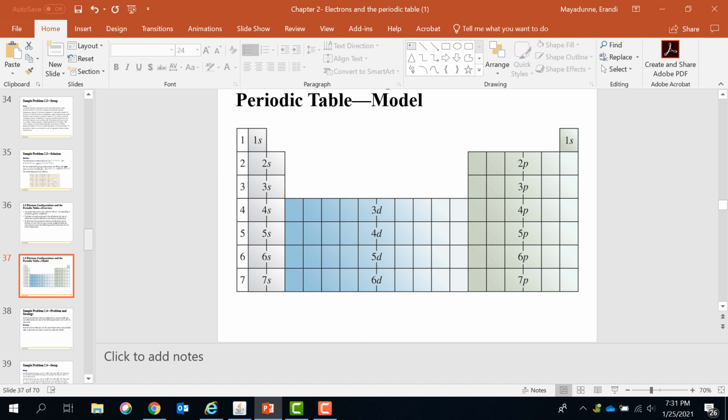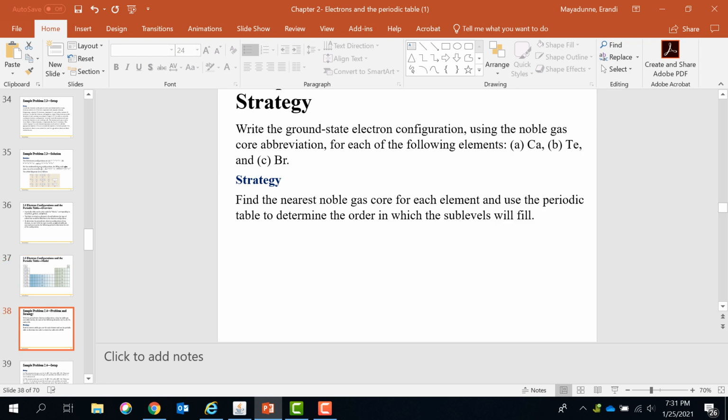Periodic table, very important. The periodic table classifies elements mainly into metals, non-metals, and metalloids, and it is also classified into blocks. At this level, the first two groups or families we call S block, and then this is P block, and then D block, SPD. So my question: write the ground state electron configuration using noble gas abbreviation for calcium, tellurium, and bromine.